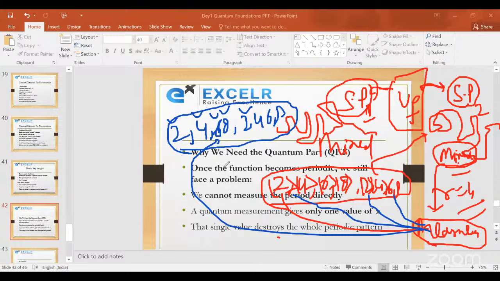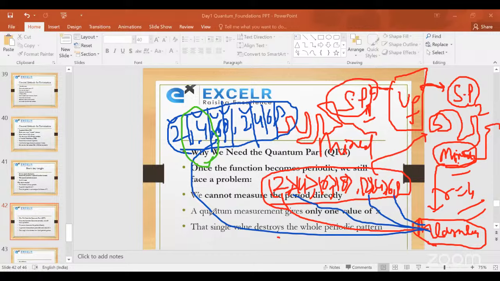After measurement, we are left with one of the states. All the states will collapse, and we are left with any one state. Suppose we are left with this state 4. Then how do we find the periodicity?